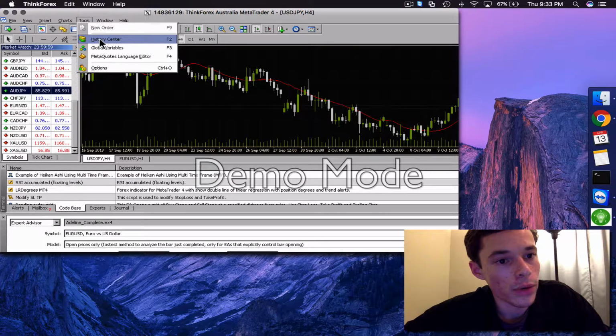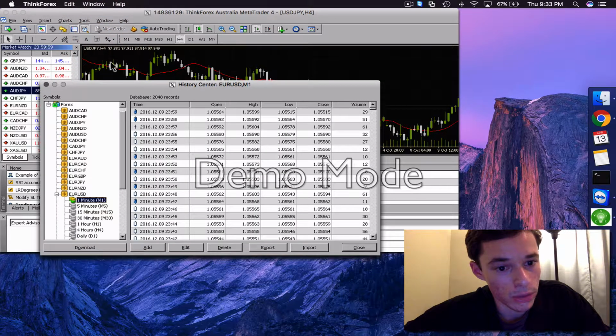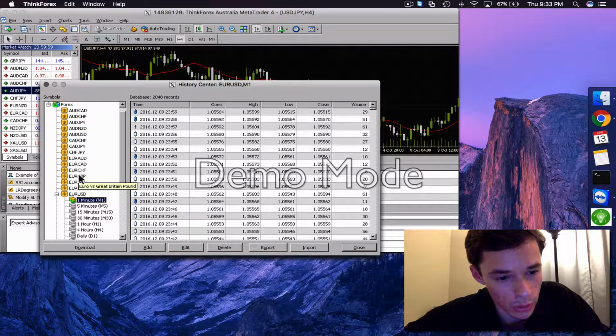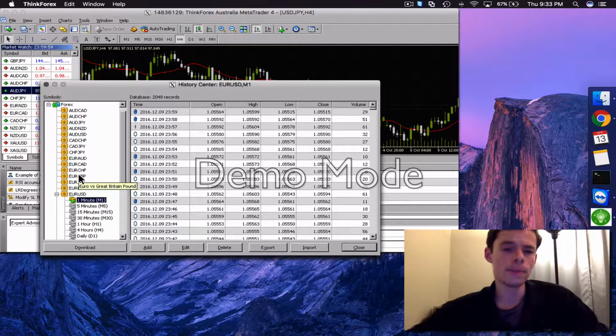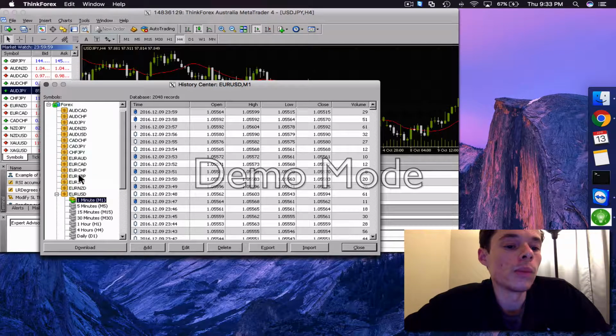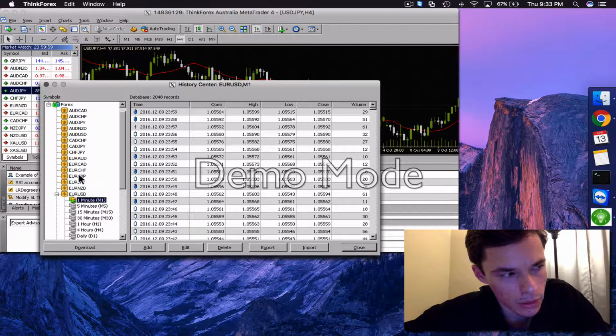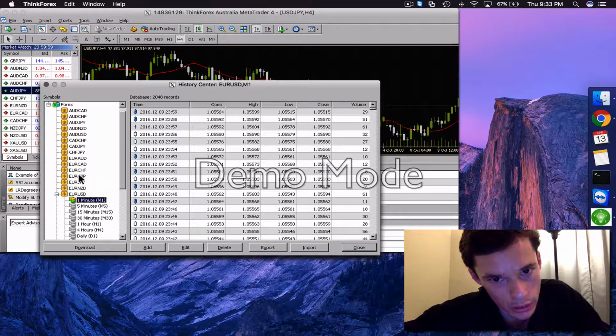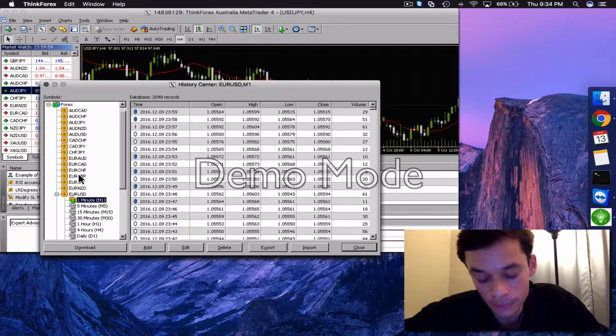So with Metatrader right here, we'll go into the History Center, and Metatrader provides a whole bunch of rich information, which is really awesome for each. So I guess I should elaborate on why there's pairings between two currencies. The reason why is because in Forex trading, there's this thing called a base currency and a quote currency.